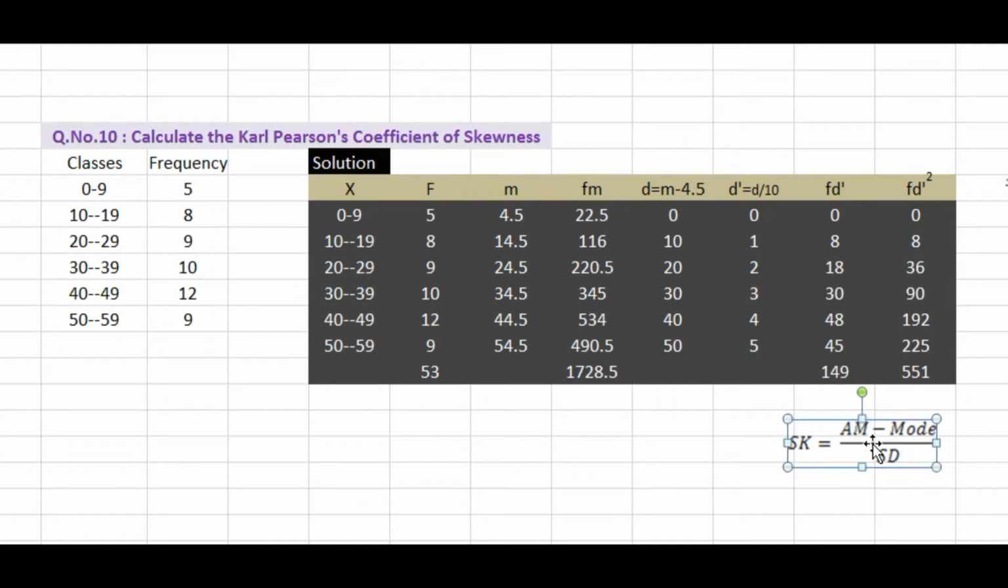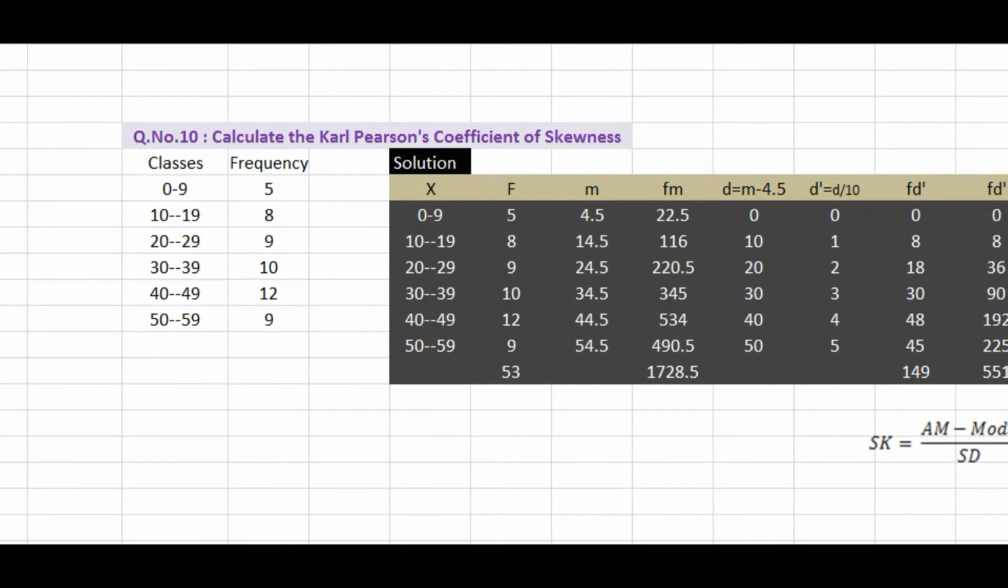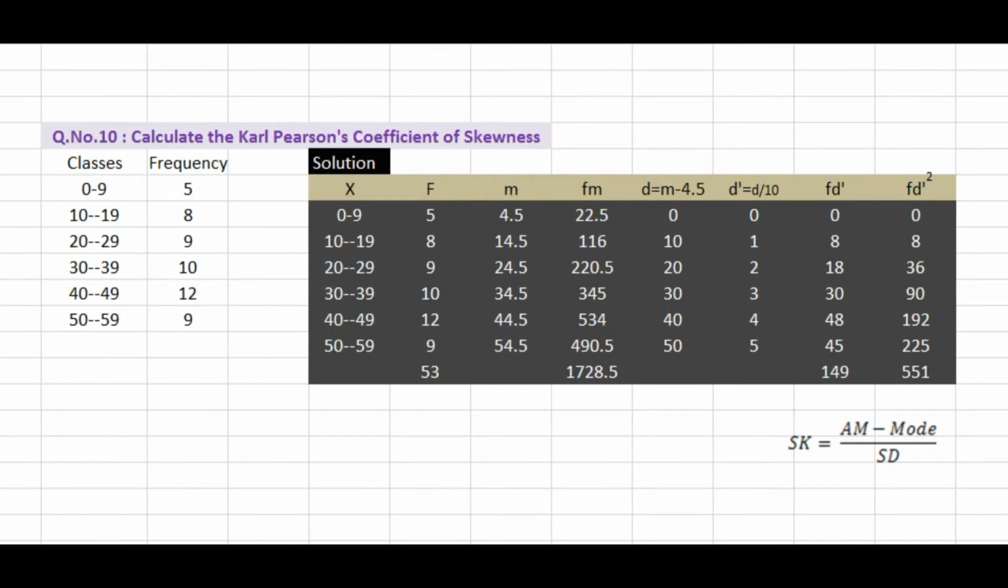Then this formula is used, right? If the mode is not possible to find, then we have another formula, 3 into mean minus median. But this formula is not used now. Is it clear? So I hope this one is clear. Now, mean minus mode divided by standard deviation.